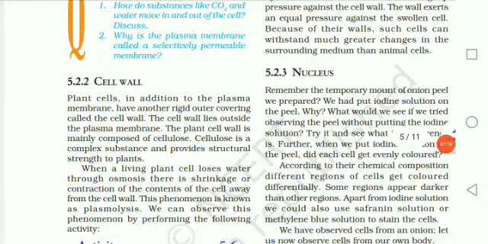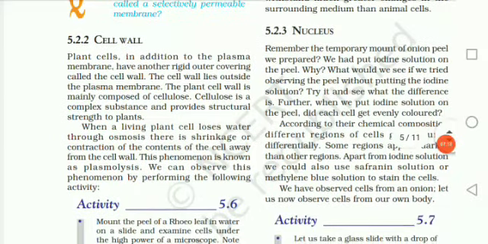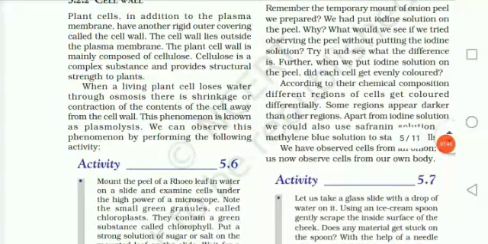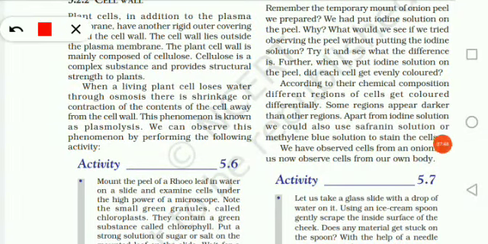Next, coming to the cell wall. In plants, we have the cell wall, which is a rigid outer covering lying outside the plasma membrane. The plant cell wall is mainly composed of cellulose, a complex substance that provides structural strength to plants. When a living plant cell loses water through osmosis, there is shrinkage or contraction of the contents of the cell away from the cell wall. This phenomenon is known as plasmolysis. So when there is a shrinkage of the cell, it is plasmolysis in plants.